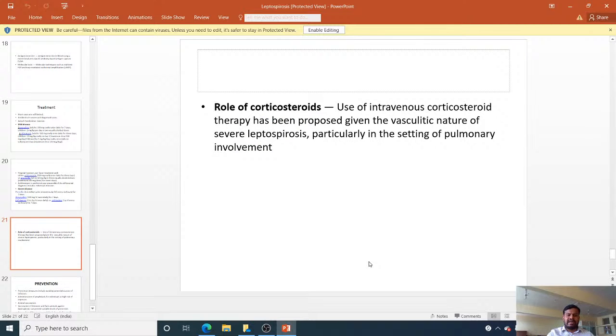Corticosteroids have been the magic drugs, as we say, in many diseases. So is there any role of corticosteroids? Many studies have shown that yes, there has been a role, but they are not frequently used. But if the patient is showing vasculitic nature in severe leptospirosis, then corticosteroids have a role in the disease treatment.